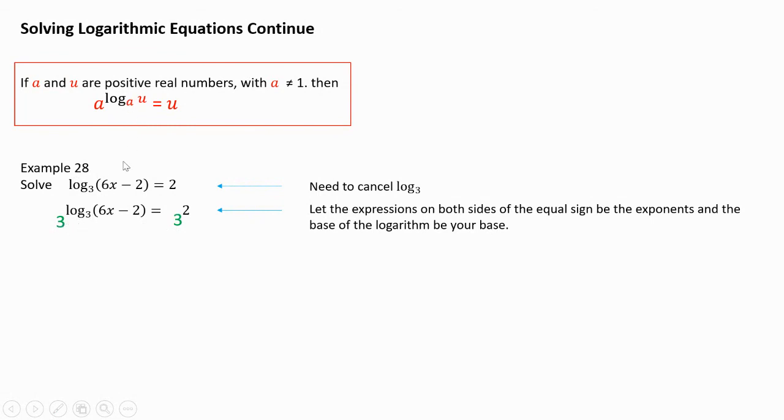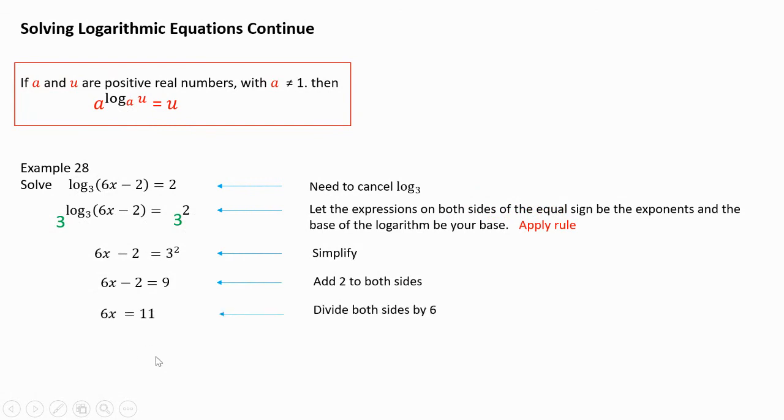Now, by applying the rule here, guys, 3 raised to the log of base 3, this is equal to 1, or this cancels. So we bring down the 6x minus 2. And 3 squared is equal to 9. Okay, now we solve for x. We add 2 to both sides. We divide by 6. So x equals 11 over 6.